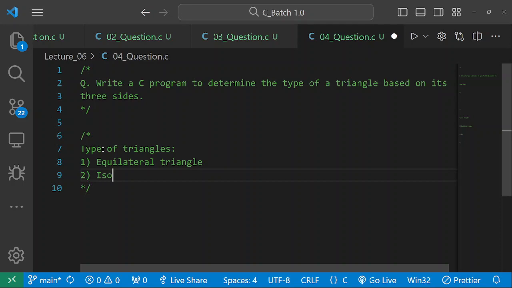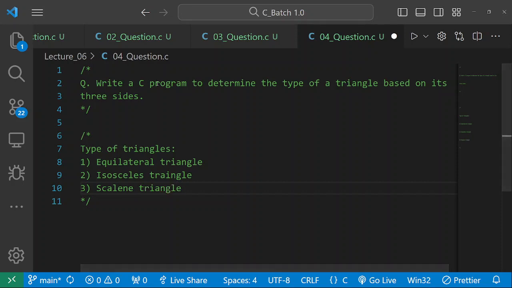Isosceles, no? Let's check the spelling. If it is wrong, you correct it from your side. Isosceles, I think. Is it correct now? Let it be, no worries about spelling. Isosceles and then scalene triangle. I have just written this question. I have not written its types. I have only the question with me.